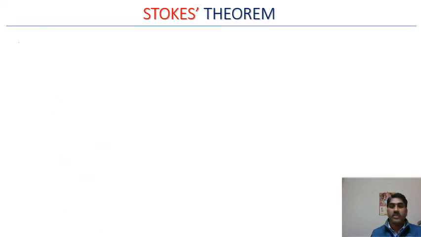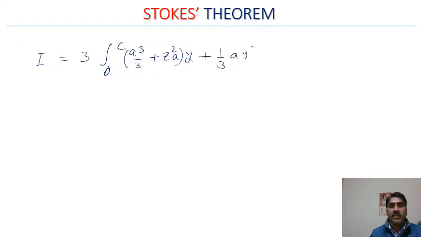Now continue integrating, and let us integrate now with respect to y. So we will get this 0 to c, because the limit of y is 0 to b, that will be consumed here. So a cube by 3 plus z square a. I am taking these terms together because these are not the integrand for y. So this y, and then 1 by 3 a y cube. So the whole limit applies 0 to b, and dz is remaining.